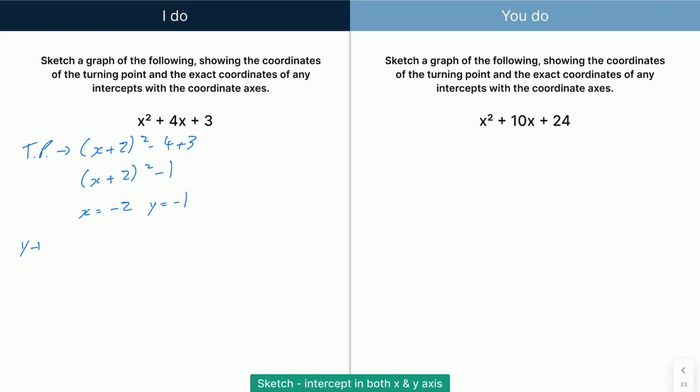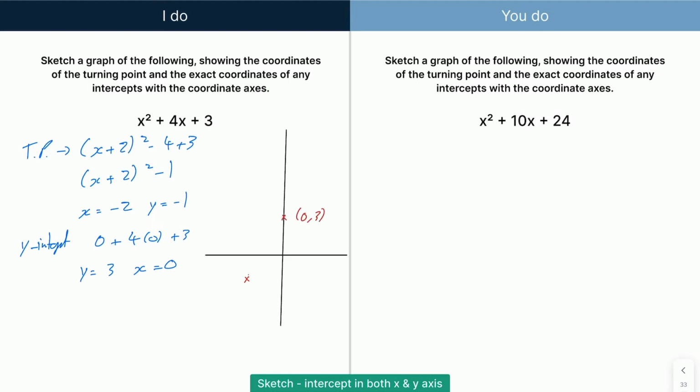So with the y-intercept, this one's nice and easy. All you do is substitute x is 0 into the equation. So that's going to be 0 plus 4 times 0 plus 3. So that means when x is 0, y is 3. So we've got these 2 points. So if you look at our graph for now, so if we just get this going, that there, and that there, awesome. So if you plot the turning point first, you'd realize the turning point is now down here. And if I plot on the y-intercept, so again, I'll write the coordinates, x is 0, y is 3.